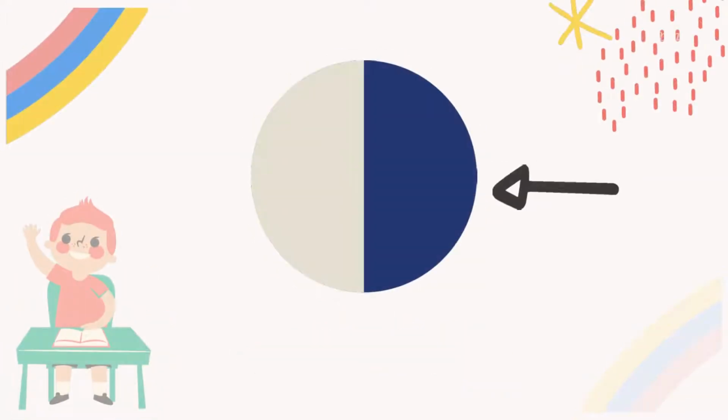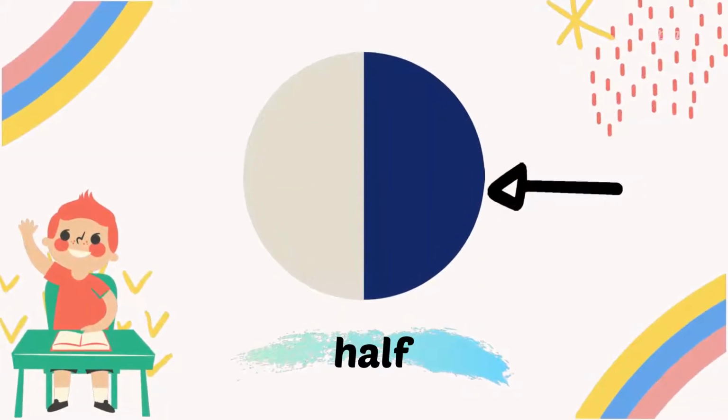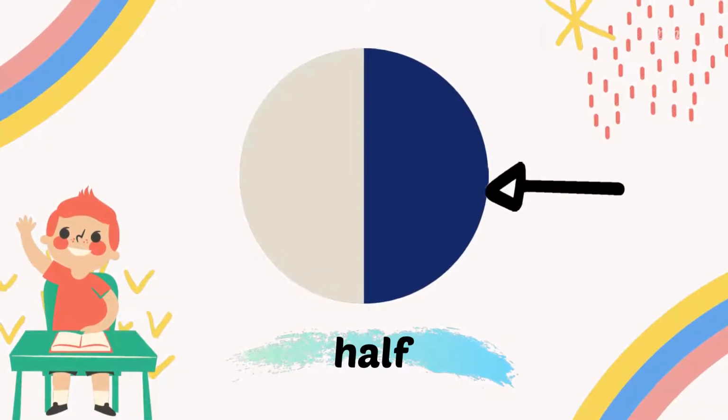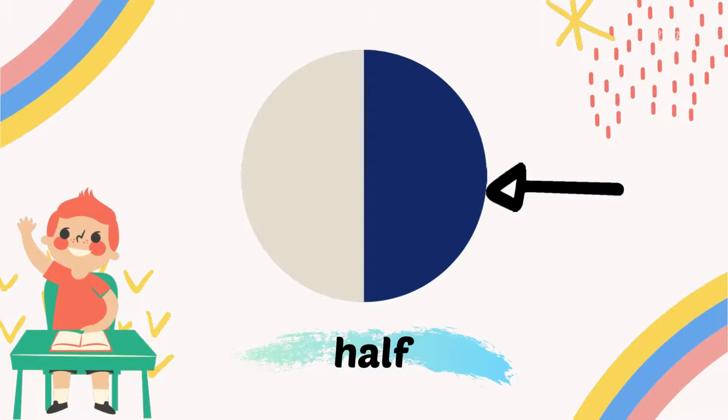For 1 over 2, it has its own term, which is half. 1 over 2 has one specific term, which we call half.